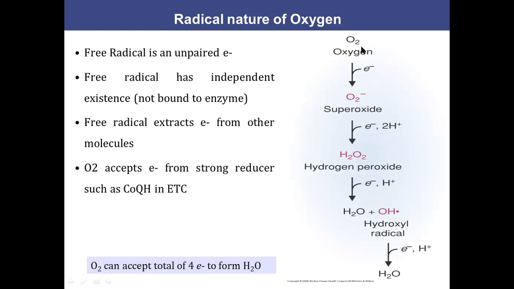So when oxygen accepts an electron from, for example, coenzyme Q, it's transformed into a superoxide anion, which when it accepts another electron and two protons, forms hydrogen peroxide, which will accept another electron to form water and hydroxyl radical. The hydroxyl radical, when it accepts an electron, forms water. So from oxygen to water, we need 4 electrons: 1, 2, 3, and 4 electrons. So oxygen can accept a total of 4 electrons to form water.